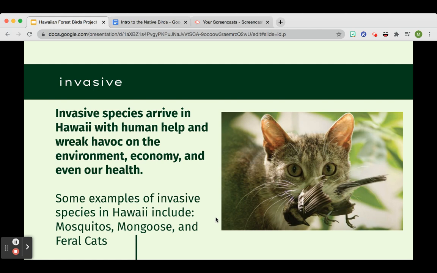Then we have an invasive species, which is it arrived in Hawaii with human help, and it wreaks havoc on the environment, economy, and even our health. So some examples here are mosquitoes, mongoose, and feral cats.